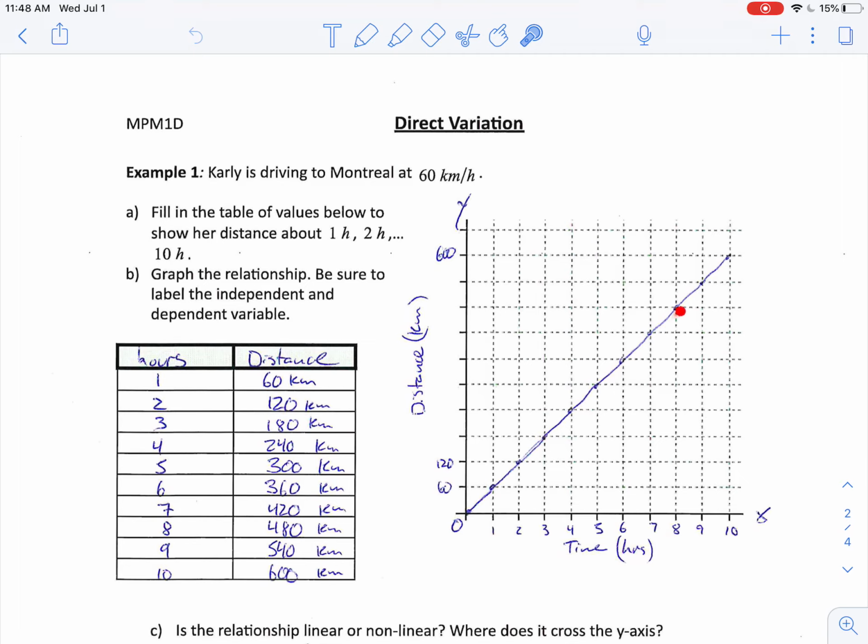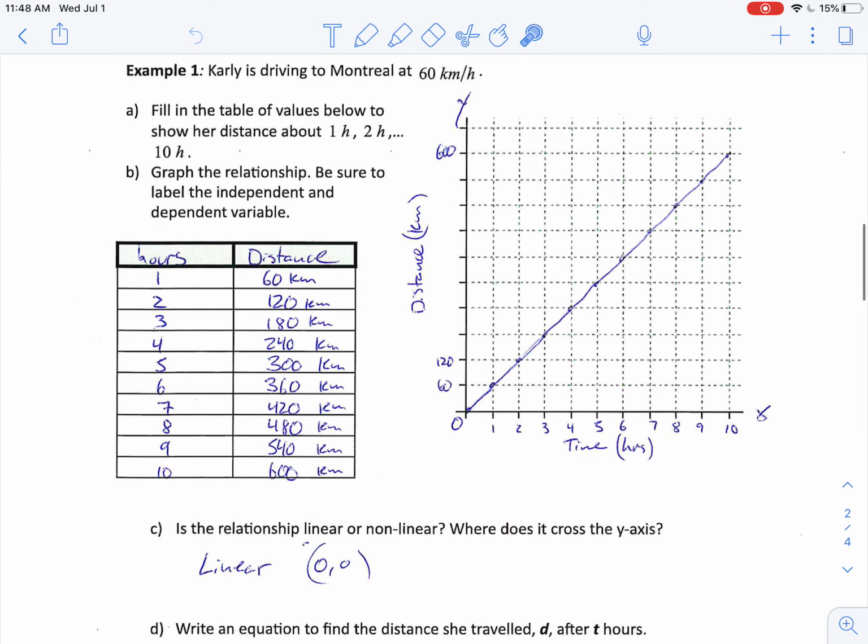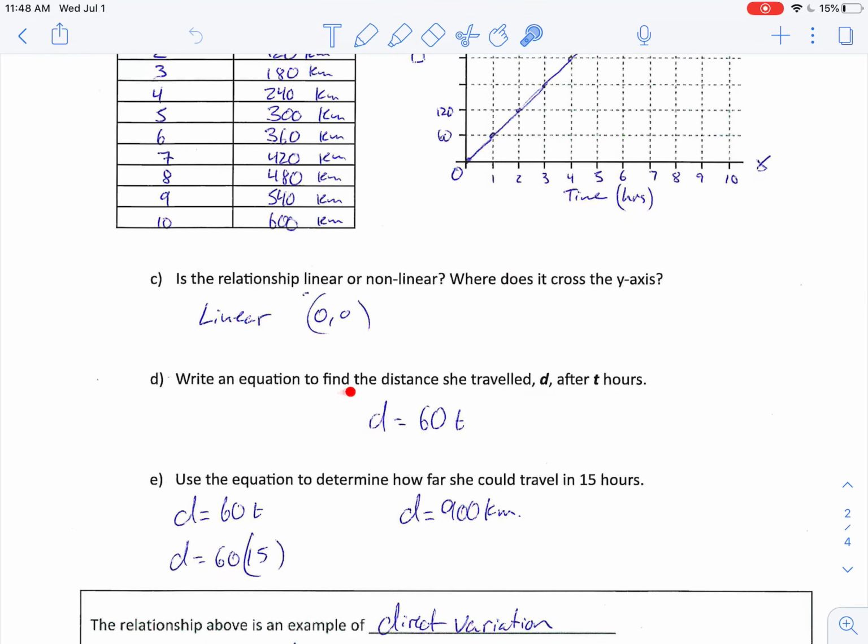So the relationship looks like this. Is it linear or non-linear? Well, it's pretty linear. Where does it cross the y-axis? It crosses the y-axis right at 0 and 0, because at 0 time, she has traveled 0 distance. That's what that means. Write an equation to find the distance she traveled, d, after t hours. So the distance she traveled is dependent on 60 times the number of hours that she travels.